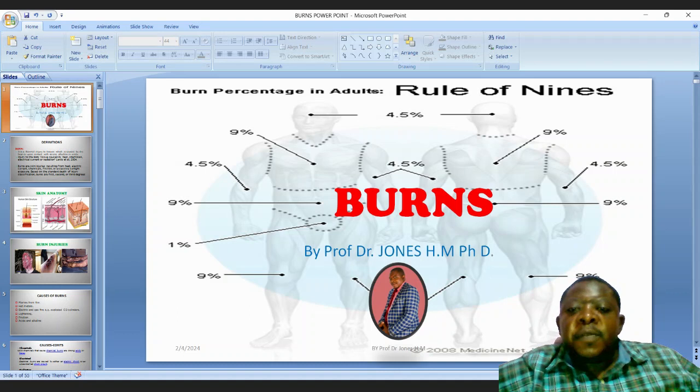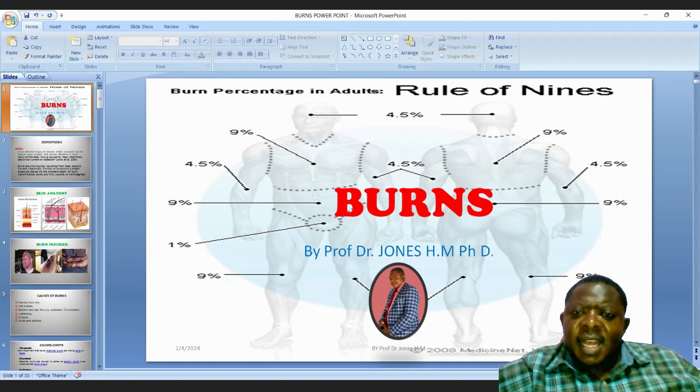The general objective of this lesson is that at the end of this lesson, you should be able to know all the nursing education and nursing important points that you need to be equipped with when nursing a patient with burns. In short, the general objective is for you to develop nursing knowledge about nursing a patient with burns.